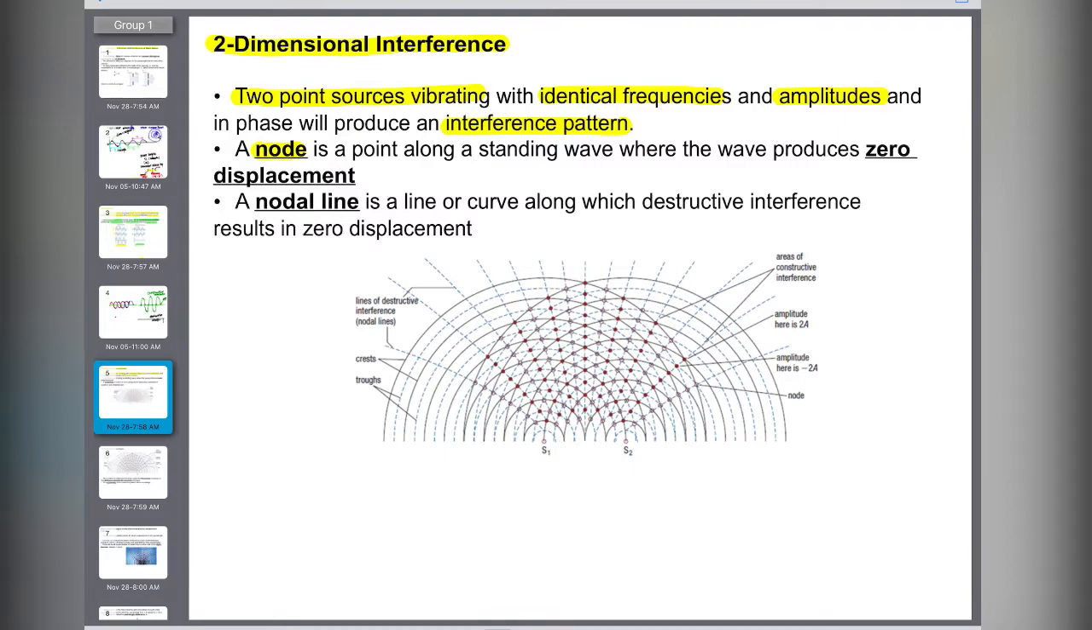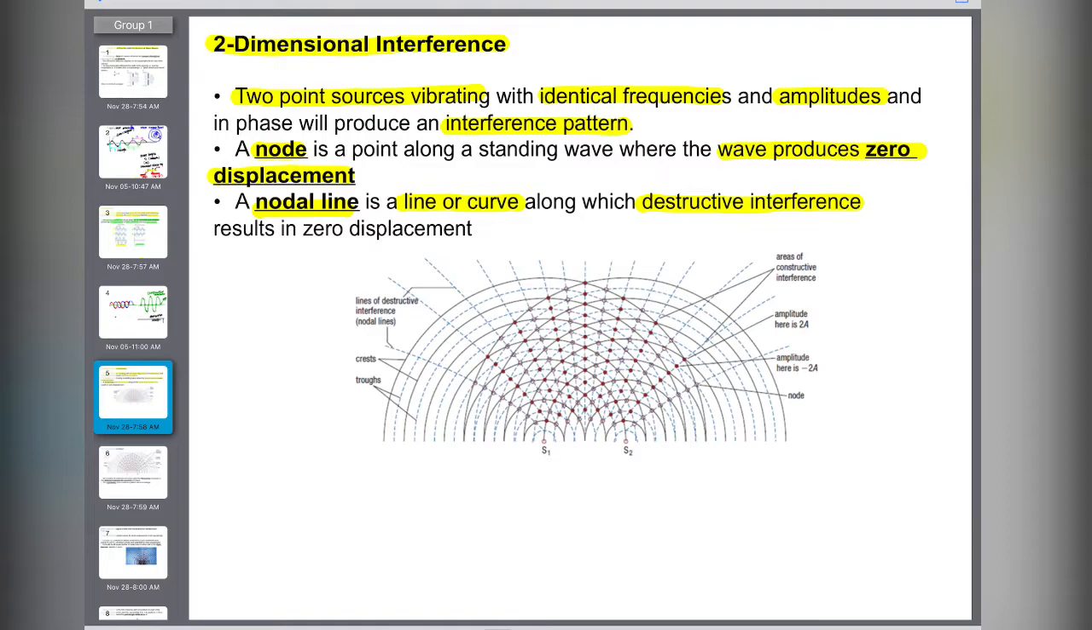Okay, and remember, we talked about that already. A node is when the wave produces zero displacement. The overall is right in the middle. And the nodal line is the line or curve along which you have an entire line of destructive interference. All right, ready? So let's study.